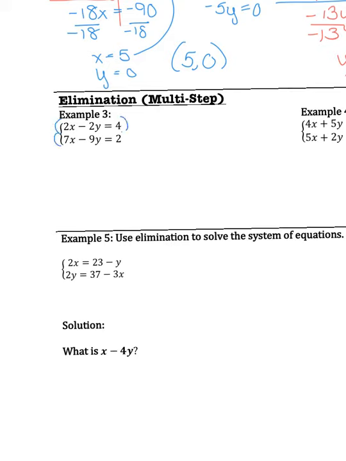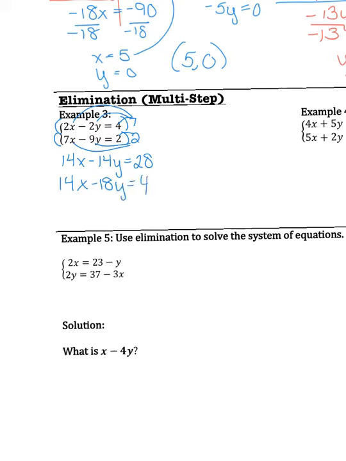And it's kind of just up to you if you want the x's to have the same coefficient or the y's. I'm just going to go with the x's. So for me, that would mean multiplying the first one by 7 to get the x coefficient to be 14. So I'd have 14x minus 14y is equal to 28. And then doing the same thing for the bottom equation, but now I'm going to multiply by 2. That gives me a coefficient of x of 14.